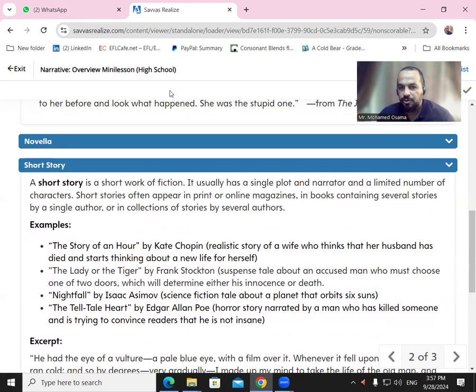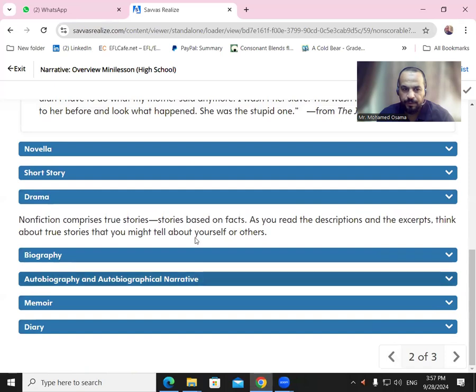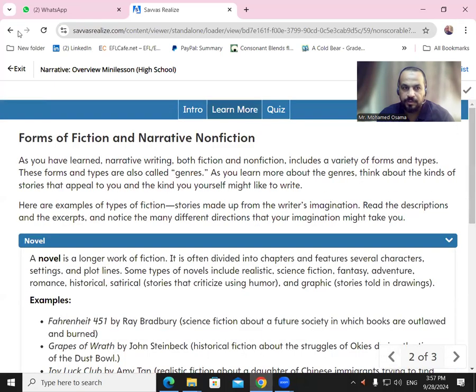If we define the short story, we can say simply that the short story is a work of fiction. It has a single plot and narrator and a limited number of characters. And these are some examples of the short stories. This is for the short stories. Great. So let's move to another point.